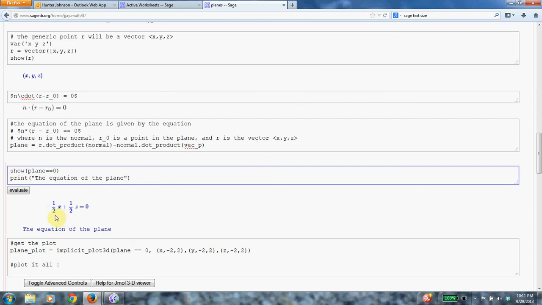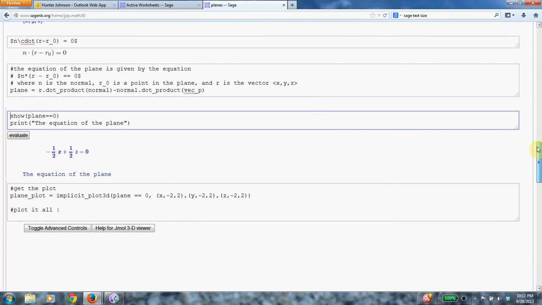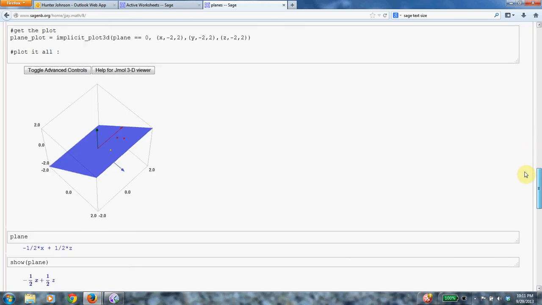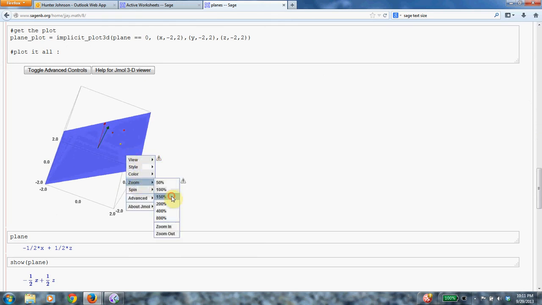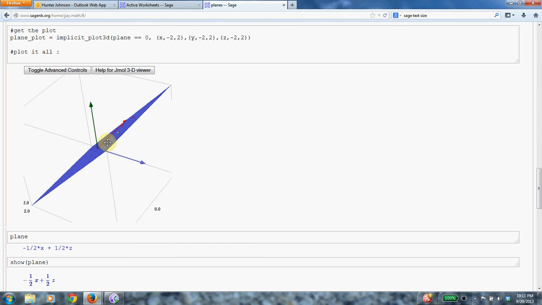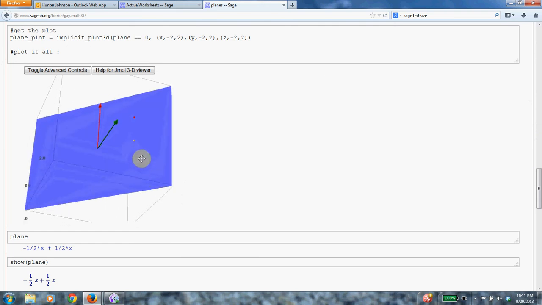So the normal vector that we found is minus 1/2, and the coefficient for y is 0, so it's 0, and 1/2. And that's about all there is to it. Oh, I guess now here we can plot that equation, and you can see that it does actually go through the three original points. And that's it.